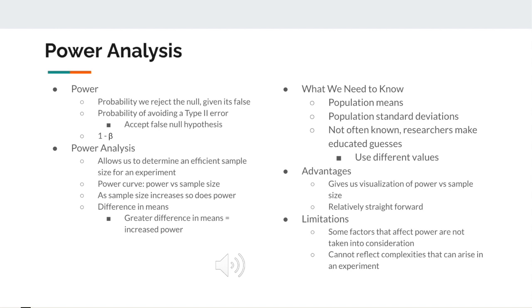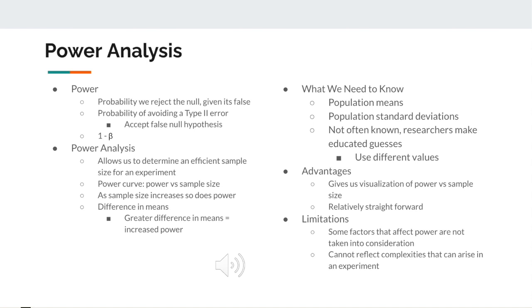So power is the probability that we reject the null hypothesis given that it is actually false. It's also known as the probability of avoiding a type 2 error, which is when we accept a false null hypothesis. Essentially, you can look at it as the probability that we make the right decision in rejecting the null. Power is denoted as 1 minus beta.